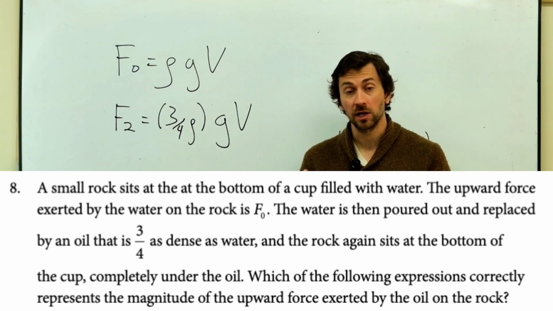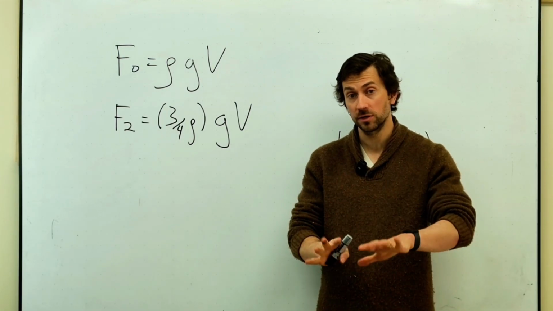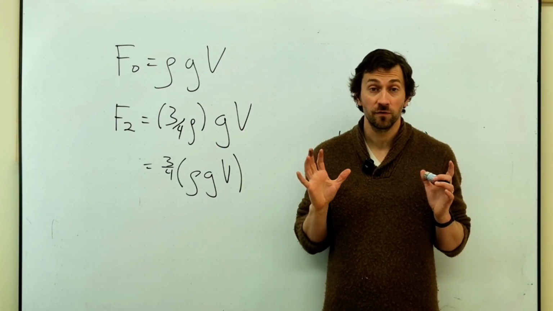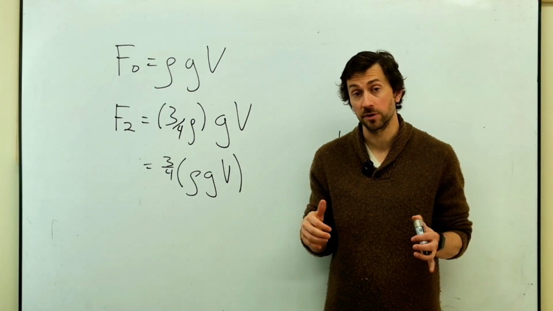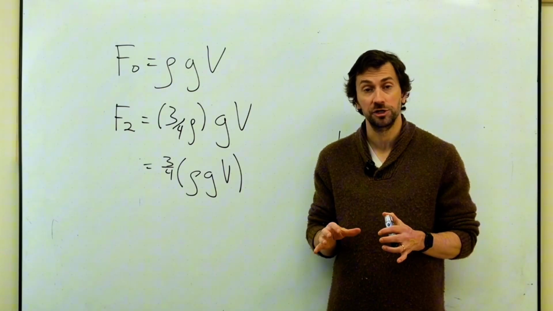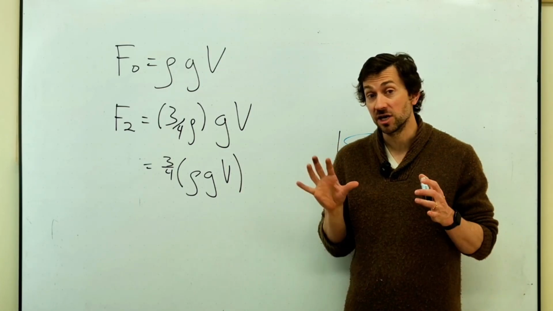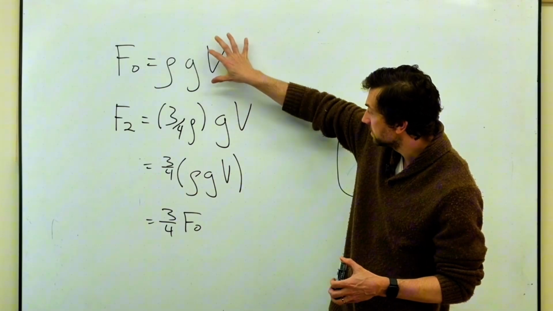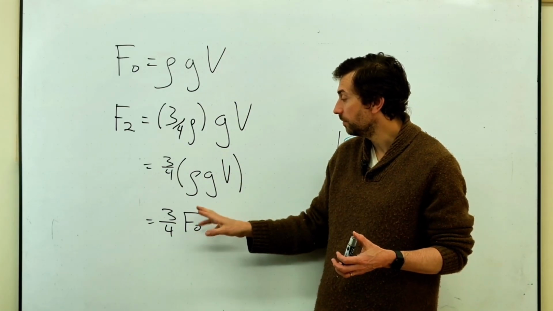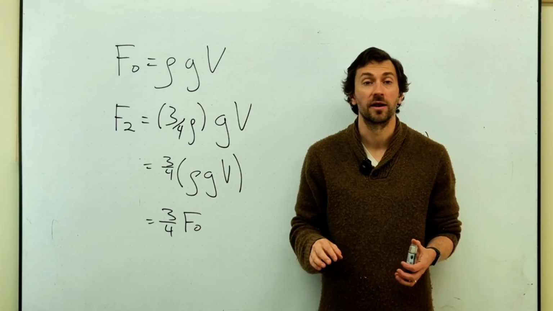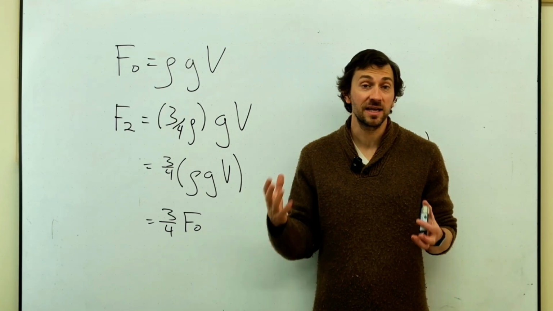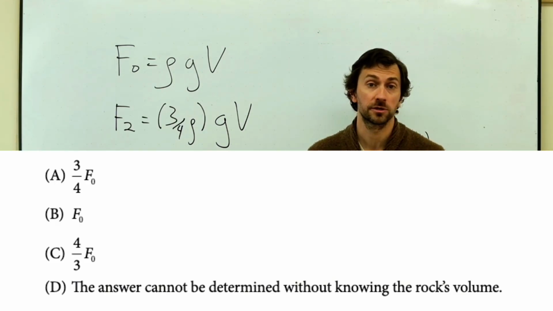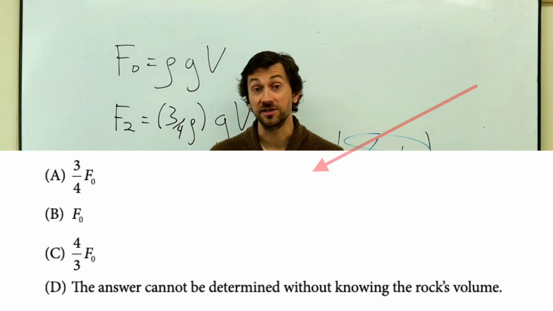Now, if I am clever, I can take the 3/4 out and write it like this. So I can say this second force of buoyancy upwards is 3/4 rho Vg, but that is just F0. Look at that. This is exactly the same as F0. F2 is going to be 3/4 times F0. This is to say that if the density is 3/4, then the buoyancy force upwards will be 3/4. The correct answer is A.